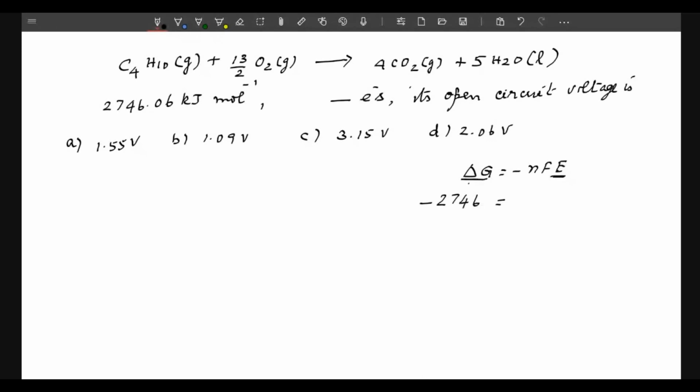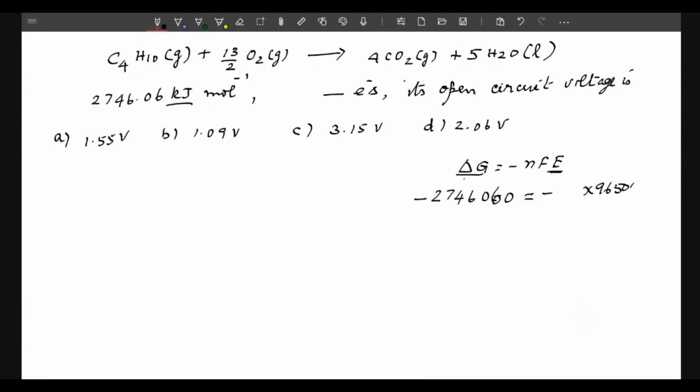Here the G is given in terms of 1 joule per coulomb, we know. Therefore, delta G should be in joules, but given is kilojoules. Therefore, convert into joules, equal to minus n, number of electrons involved in the fuel cell reaction. In the problem, they have already given the number of electrons involved, but I have purposely omitted this because you can find out the number of electrons. And E is asked here. Anybody, what is the number of electrons involved in the fuel cell reaction?